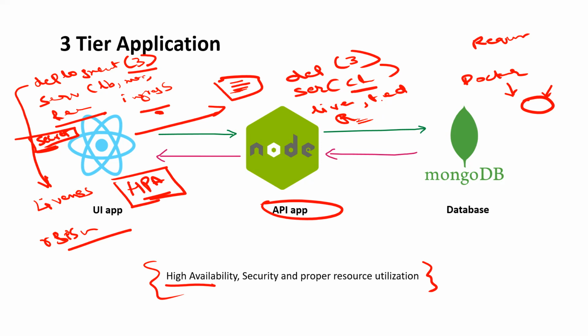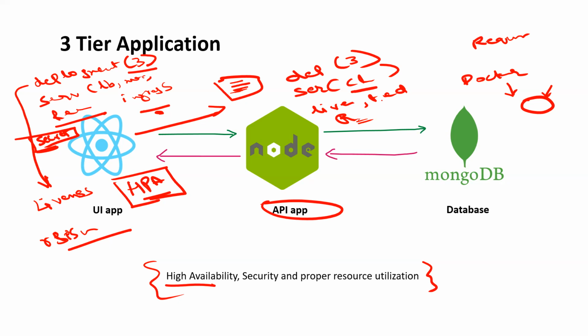And of course, for the API app also, I am going to start the pod with a non-root user only, to make sure that I have a non-root user, and I'm going to run the application with a non-root user so that it will increase the security of my pod.